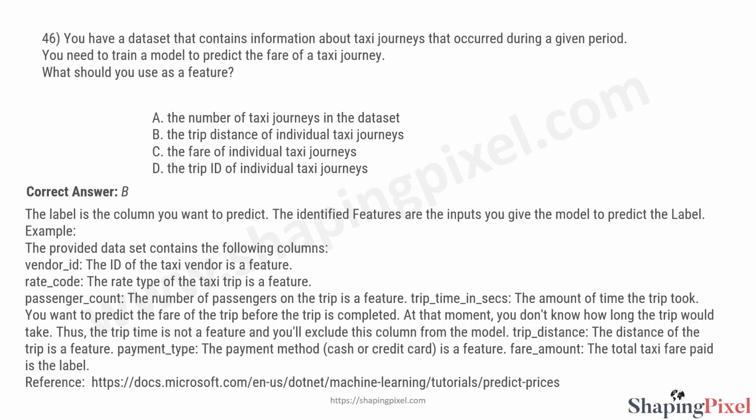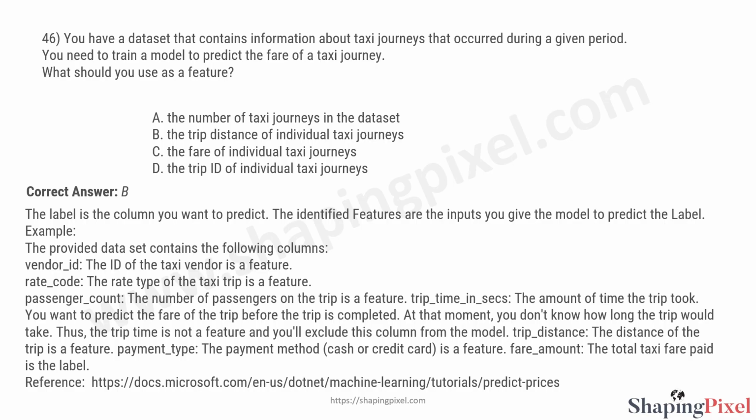The label is the column you want to predict. The identified features are the inputs you give the model to predict the label. Example: the provided dataset contains the following columns. Vendor ID, the ID of the taxi vendor, is a feature. Rate code, the rate type of the taxi trip, is a feature. Passenger count, the number of passengers on the trip, is a feature.